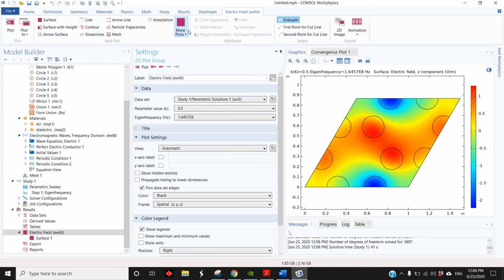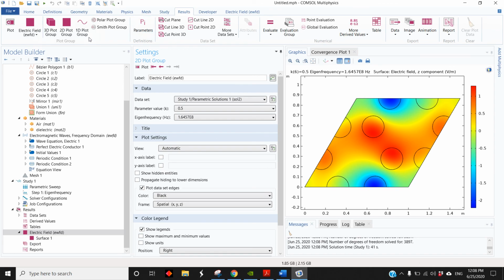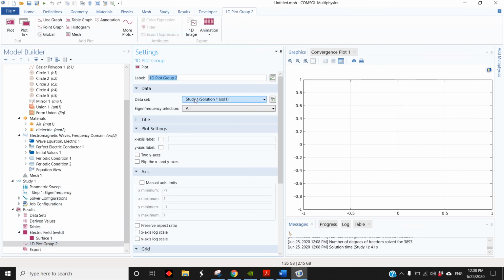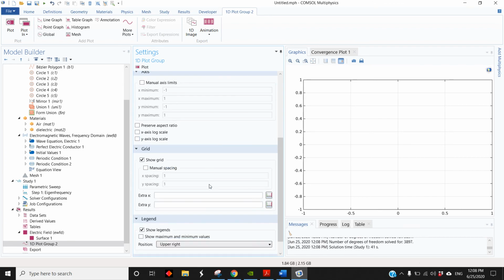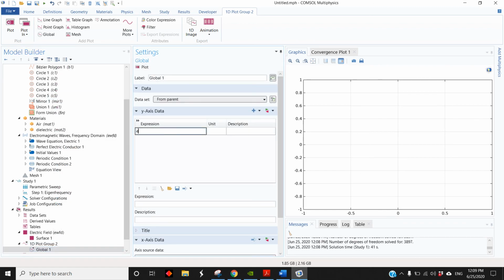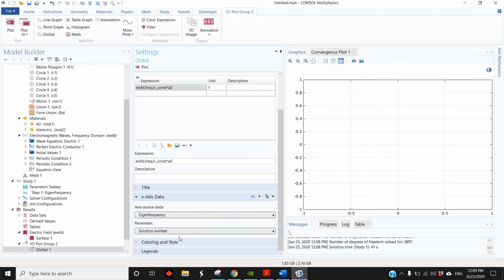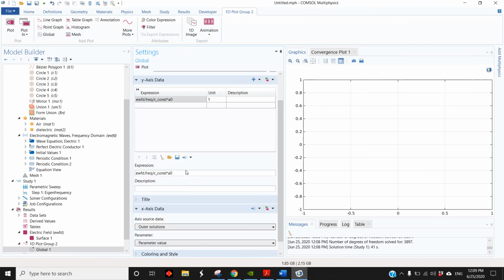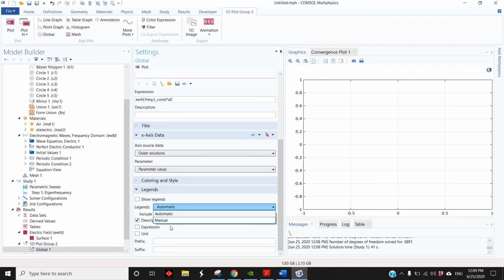And what we are interested in is to draw that dispersion diagram. So I go to results, 1D plot group, and from the dataset I choose a parametric solution and right click on this 1D plot group and choose global, and in the global I need to plot the frequency, and in the paper they normalize it by this value, the speed of light multiplied by a naught. And for the axis source data here I choose outer solution, and for the legends I keep it manual and then plot.